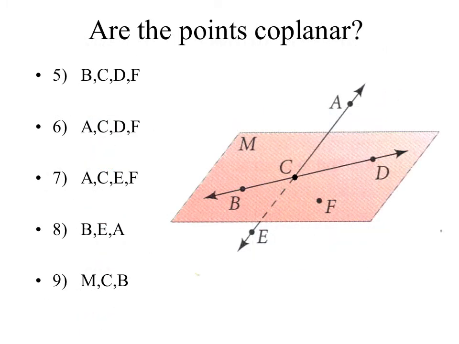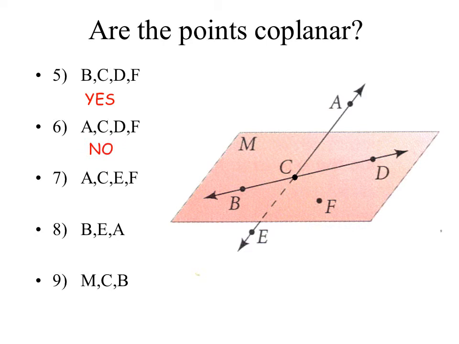Let's take a look at some more examples. B, C, D, and F. Well, B, C, D, and F would be all on plane M, so yes, those are coplanar. What about points A, C, D, and F? So AC would be on a plane that would kind of go through plane M, but D and F are on plane M, so no, those would not be coplanar.